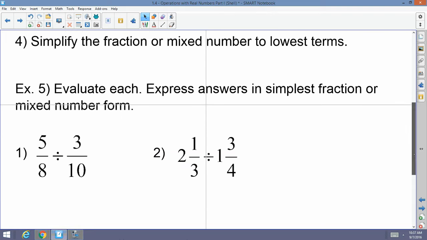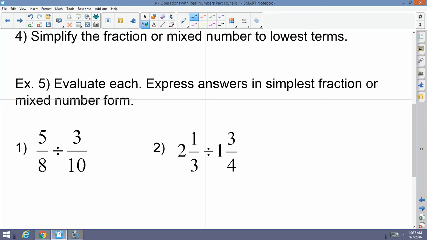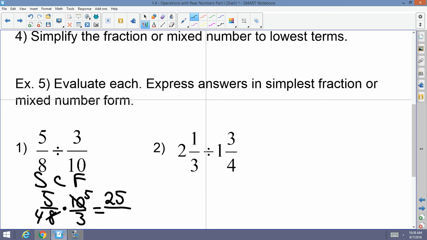5/8 divided by 3/10. So I've got my stay, change, flip. Can I cross reduce anything, y'all? Yeah, what goes into the 10 and the 8, my brothers? Yeah, because they're even. So 2 goes into 8 4 times. 2 goes into 10 5 times. That is 5 times 5, numerator times numerator. Denominator times denominator is 12. 12 goes into 25 2 times, and there's 1/12 left over. And that's how you divide mixed numbers or fractions.